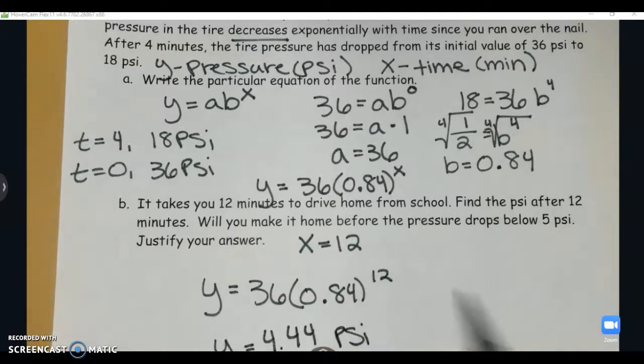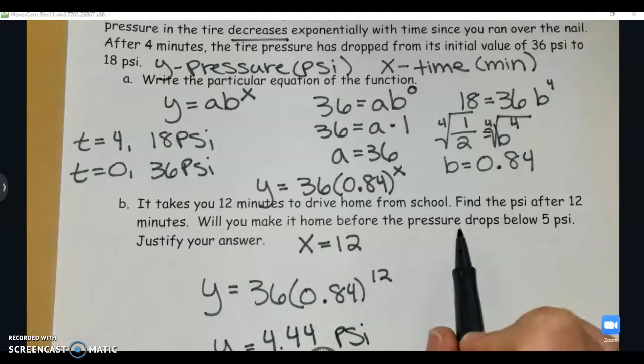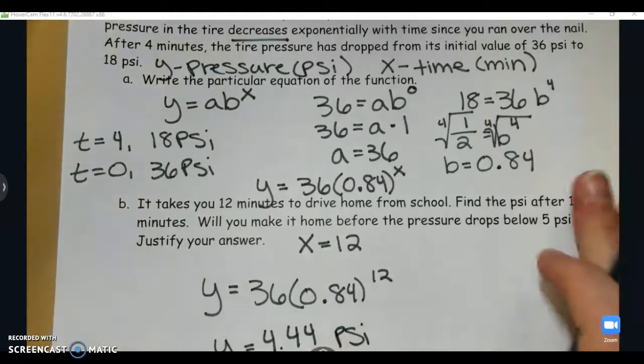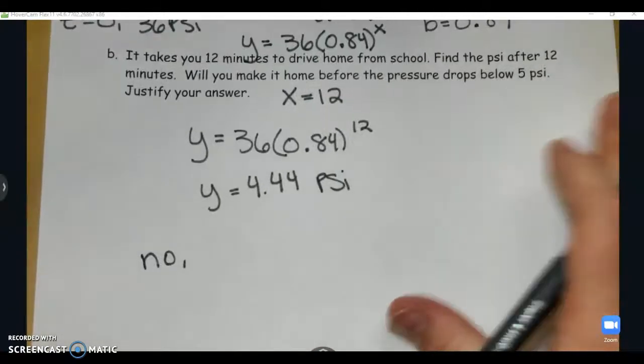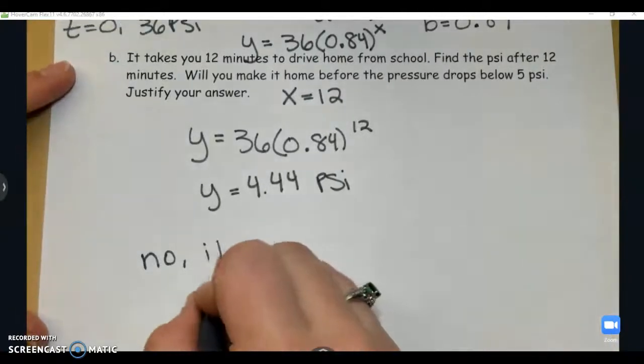So that was 12 minutes. And so did we make it home before the tire pressure dropped below 5 psi? And that answer is going to be no. It would be 4.44 by the time before you got home.